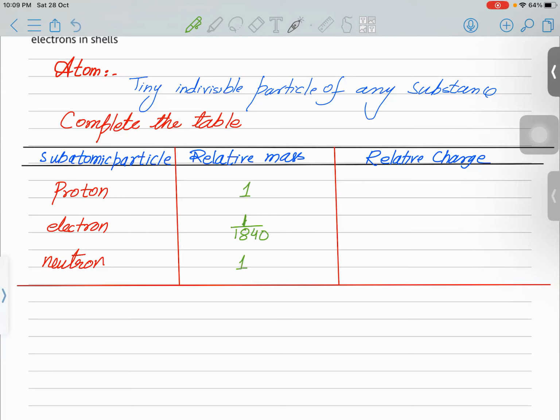And the mass of the neutron is 1. Relative charge of proton is +1. Relative charge of electron is -1. And here you have 0.